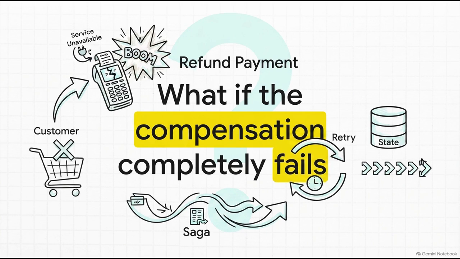Let's pose a genuinely terrifying question. What if the refund payment compensation itself fails? Think about it. You charge the customer, the shipping failed, you try to compensate by refunding them, and boom, the payment service is suddenly completely unavailable. Do we just throw our hands up and give up? No way. Absolutely not. This is exactly why durable state and retries are completely non-negotiable here. The saga has to remember that it still needs to issue that refund, and it must keep retrying until the system finally reaches a consistent state. You cannot just give up halfway through and undo.